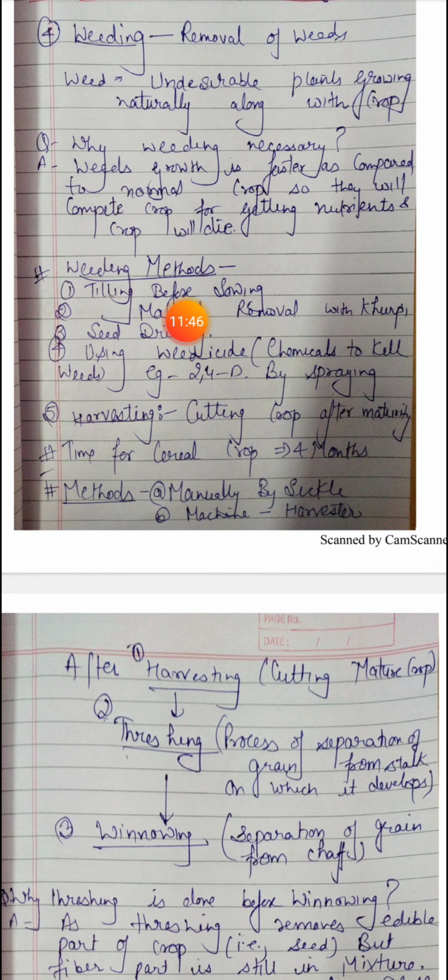You do the tilling, or you remove them by hand. Then seed drills are present, at the back of the tractor. It is like a C-shaped blade-like structure, and you can spray weedicides also. Weedicide means some chemicals are there. Okay, 2,4-D. You will spray that and the weeds will be killed.